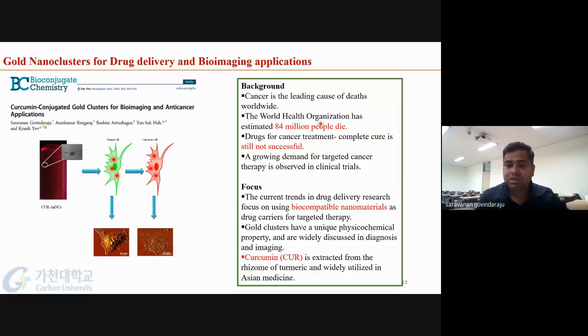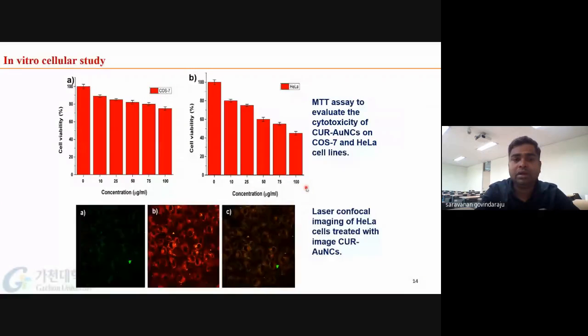So we have to synthesize a biocompatible nanomaterial by using organic products like BSA or some other things. So here we have chosen the BSA-based gold cluster for bioimaging and drug delivery. We need a fluorescent material, and it should also carry the drug to the cancer cell line. So for the two different purposes, we have chosen the gold cluster and, for the drug delivery, curcumin. Curcumin is a well-known material. It's from turmeric, which we take from our daily food. So we are planning to conjugate curcumin with the gold cluster for drug delivery and bioimaging applications.